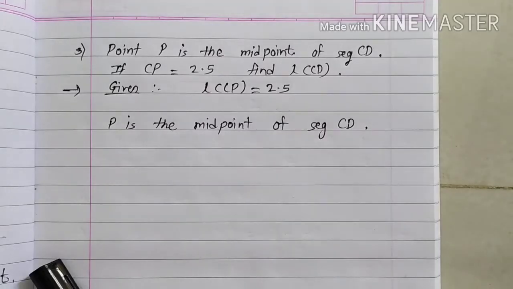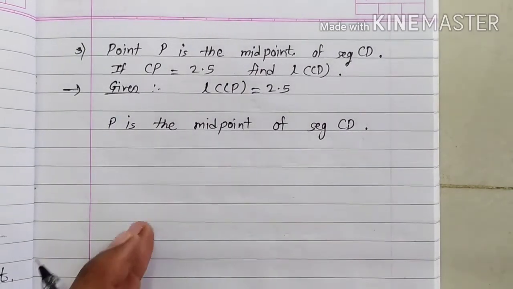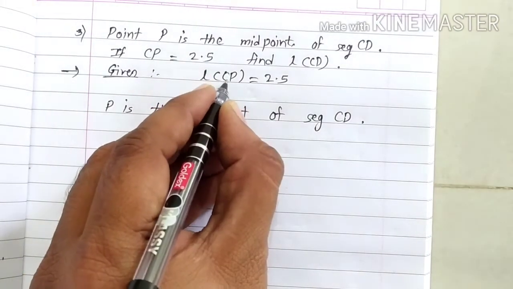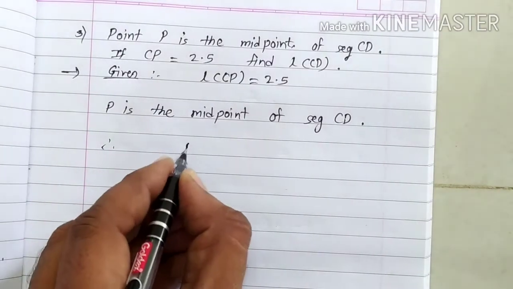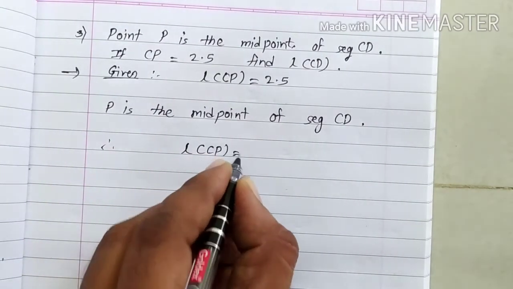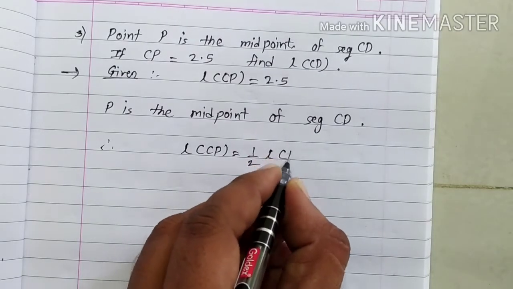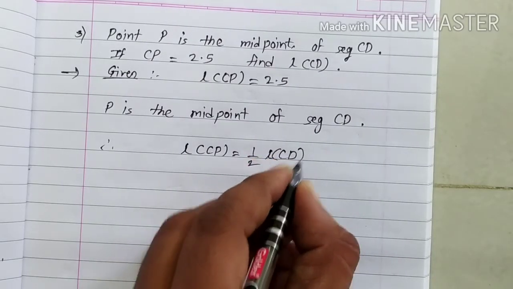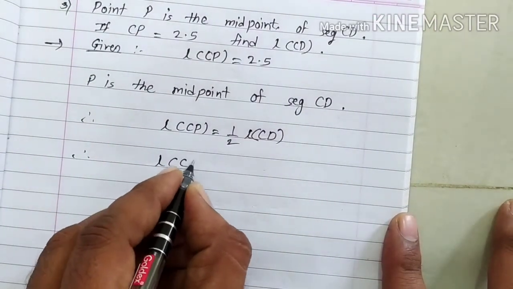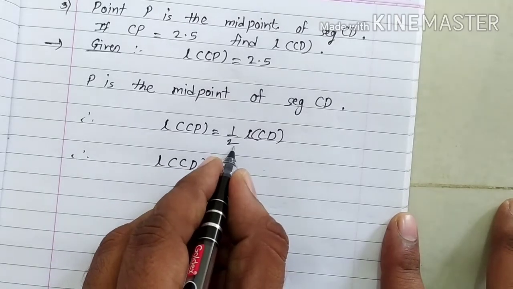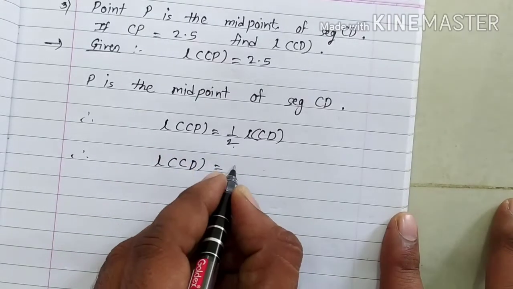Now the third example: point P is the midpoint of segment CD. If CP equals 2.5, find the length of CD. Here they have given us length of CP equals 2.5. P is the midpoint of segment CD. Therefore, as P is the midpoint, length of CP equals 1/2 length of CD. So we can say length of CD equals 2 multiplied; the 2 that divides on the right-hand side goes to the left-hand side and it will multiply.